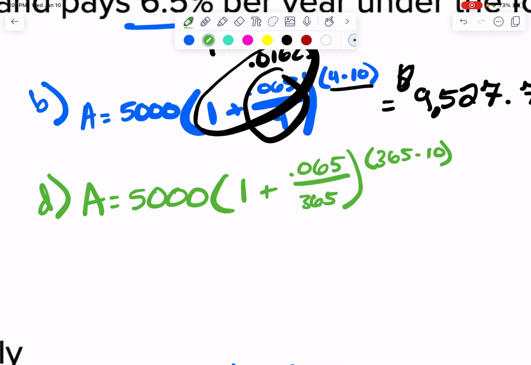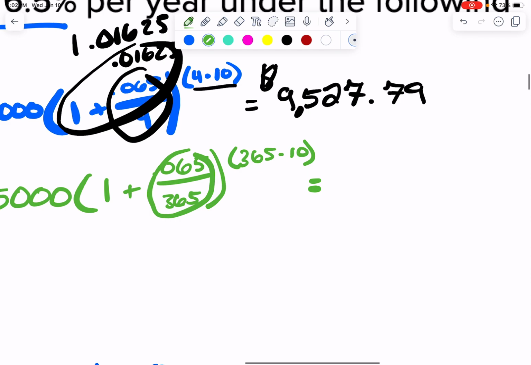Okay, so I'm going to start with 0.065 divided by 365, plus 1. You type this in however you want. I'm going to take that to the 3650 power, and I'm going to take that times 5,000. And I got just slightly more. The more times you compound it, the more money you will get. So that's what it will round to. So slightly more money, okay?